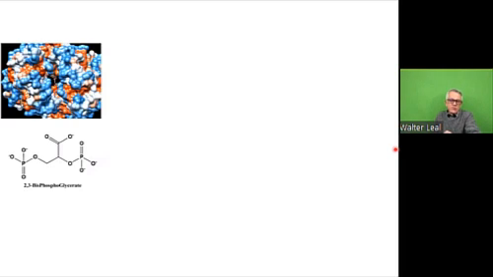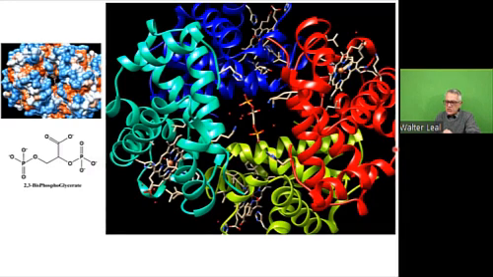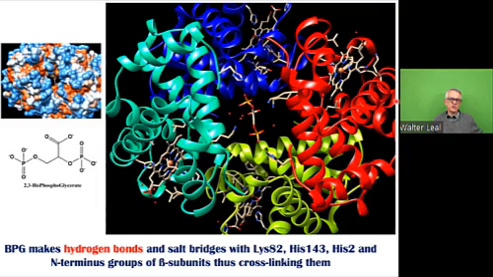For BPG, there's a binding pocket in the protein, a very nice place that BPG can get into. And by binding to that, it causes the protein not to be able to bind as much oxygen. So the affinity changes, so that decreases the affinity for oxygen. So BPG makes hydrogen bonds and salt bridges.